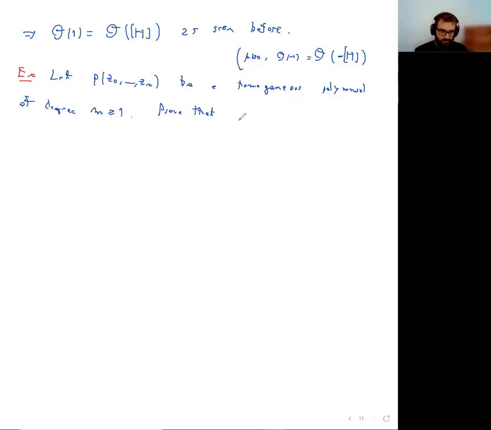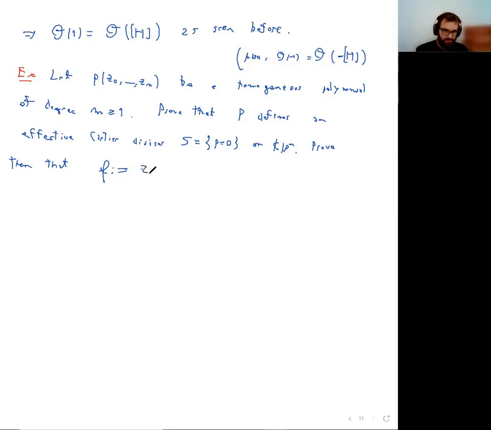Prove that P defines an effective Cartier divisor S given by P equals 0 on CPN, and prove that the associated bundle... actually maybe before that, prove then that F, defined as Z0 to the M, so like a prototype homogeneous thing of degree M, divided by P(Z), is a global meromorphic function, so not a section but a function on CPN.